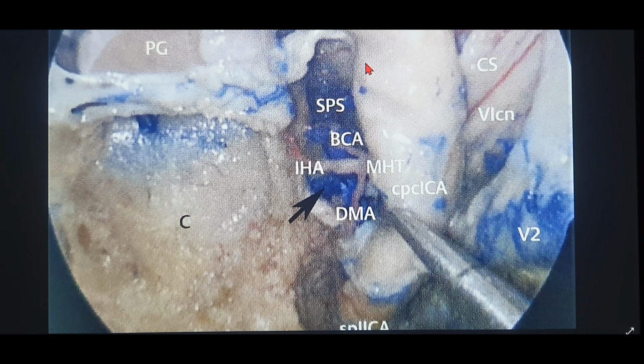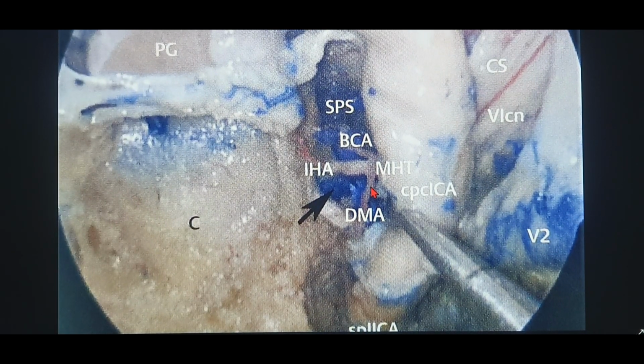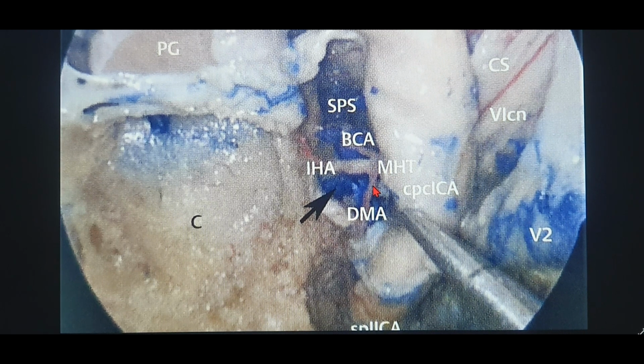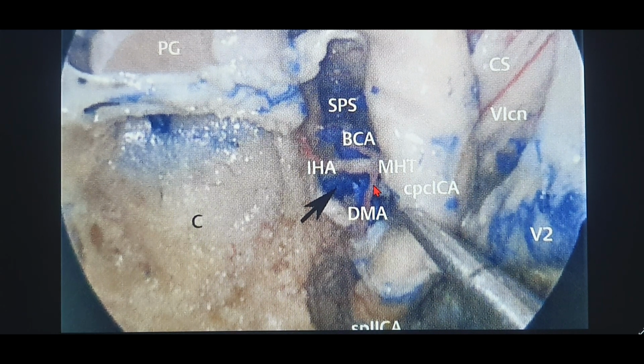You have to remember that the meningo-hypophyseal trunk, M for meningo-hypophyseal trunk, is M for medial. So it will stay medial. The inferior lateral trunk is on the lateral aspect. The meningo-hypophyseal trunk, being M as medial, will always be on the medial aspect. This is a huge misconception that people sometimes make, about where you can find the two trunks. It's going to be very easy for you if you remember that M is for MHT, M is for medial, and the inferior lateral trunk is obviously the lateral one.